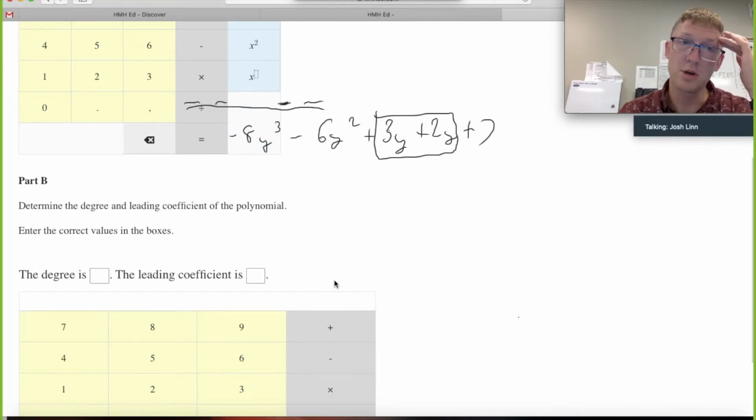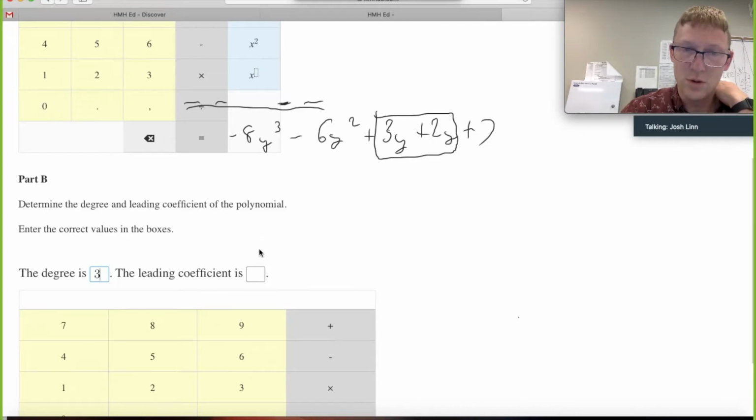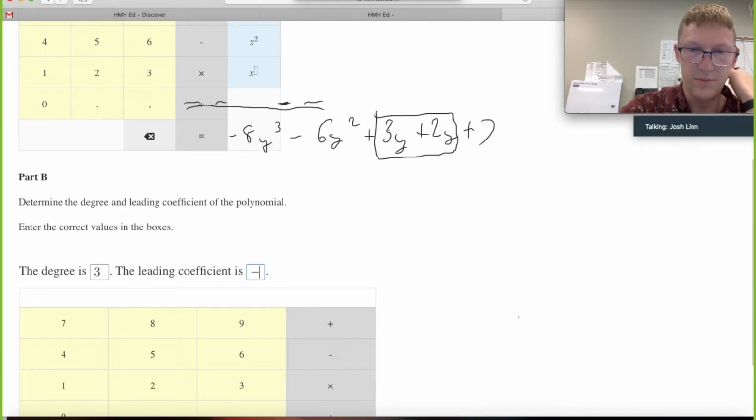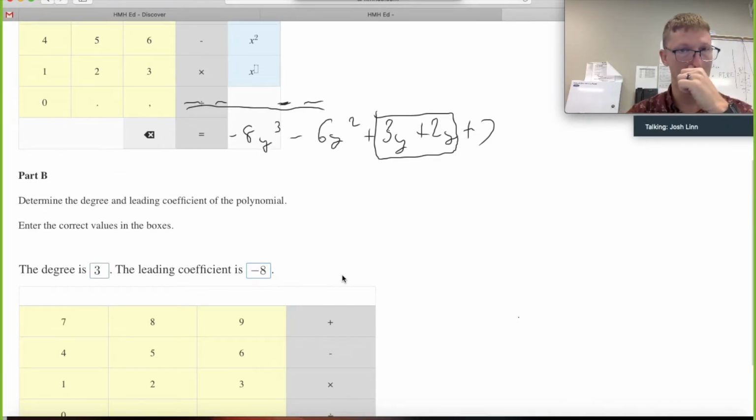And then determine the degree and the leading coefficient of the polynomial. The degree is the highest exponent, so that's y cubed. So the degree is 3. The leading coefficient is just this number, negative 8.